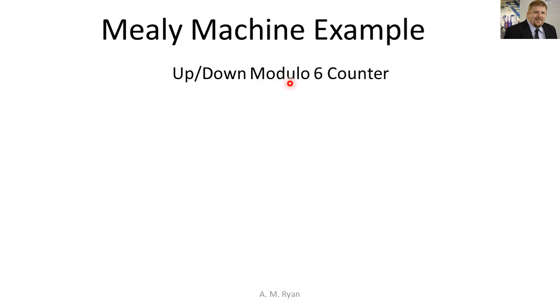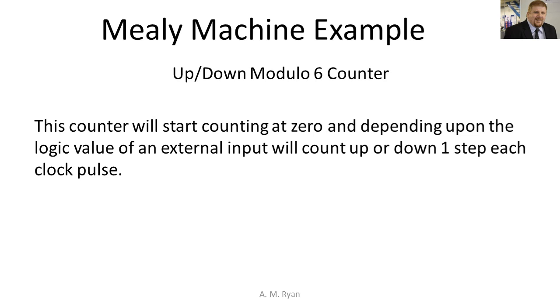Okay. A modulo 10 counter is what we will call a decade counter. We'll count from 0 to 9. So a modulo 6 counter, we want it to count to state 5. Okay? Because 0 is, of course, a number. Okay? So we're going to start counting at 0. Depending upon the logic value of an external input, it will count up or down one step every clock pulse.